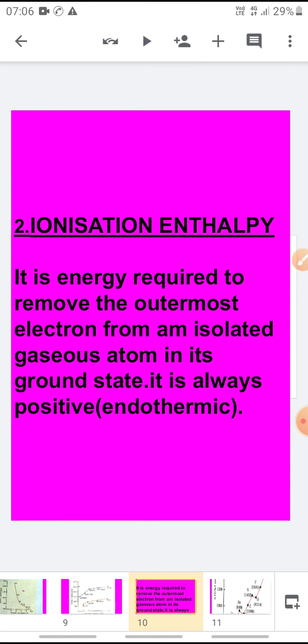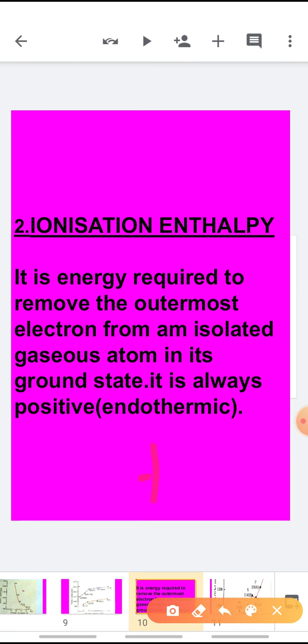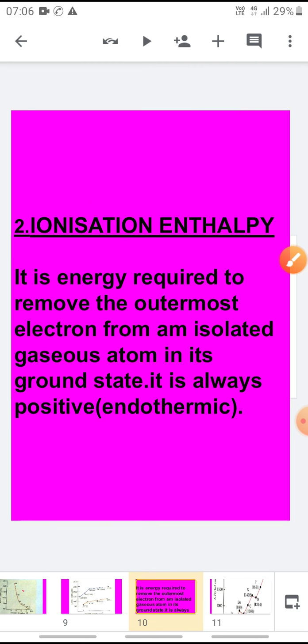The sign of delta H will be positive. Enthalpy change will be positive. That is, for an ionization enthalpy we write IE. The ionization enthalpy is equal to a positive value. Now this positive value, how does it vary along a group or a period?